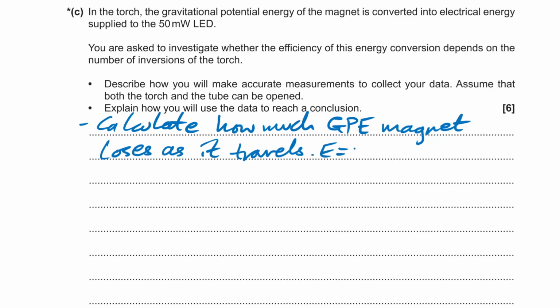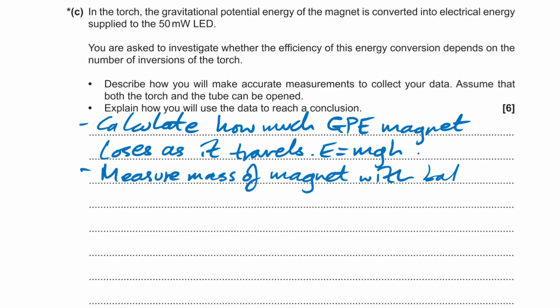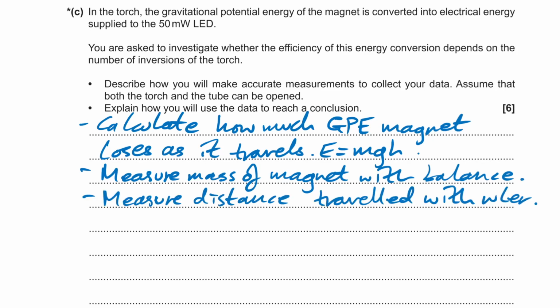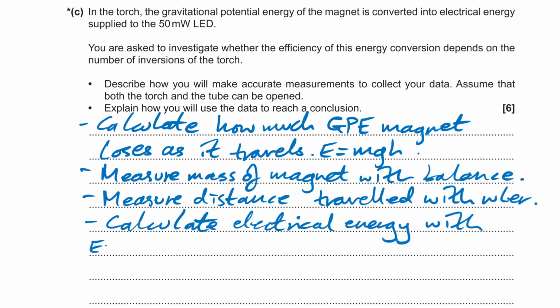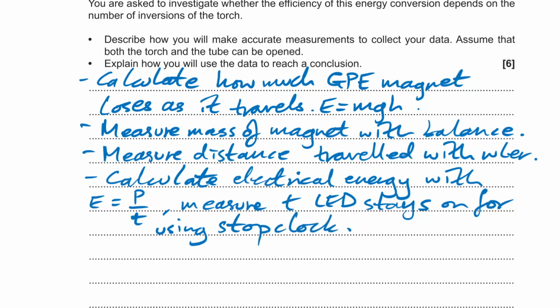We know that GPE is equal to mgh, so we need to measure the mass of the magnet with a balance, a top pan balance if you want to call it that. Measure the distance traveled with a ruler. So we can find out the GPE, but then we need to find out the electrical energy that it's turned into. We just saw an equation, power equals energy divided by time, so we can use that as well. So we can calculate electrical energy with energy equal to power times time. We already have the power, 50 milliwatts, so we can measure the time the LED stays on for using a stopwatch. I guess we should be accurate. We should say use a dark room so we can see exactly when it goes out.